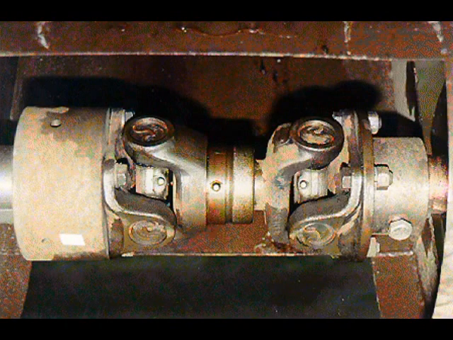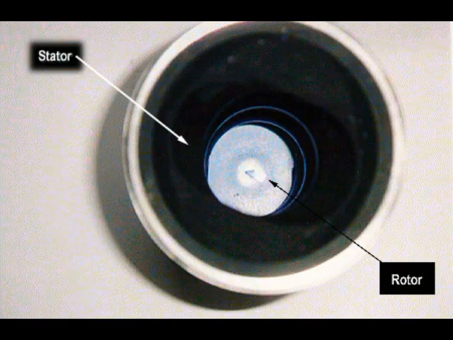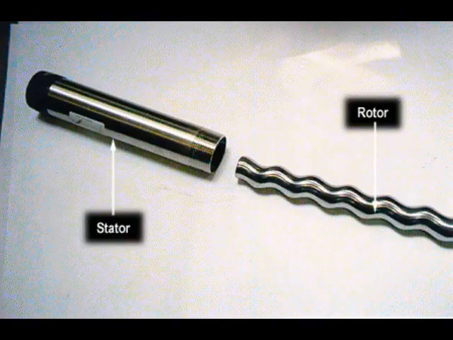A universal joint is located between the drive shaft and the rotor, so that the location of the rotor within the stator can be changed. The design of this universal joint varies with the manufacturer. Let's take a look at the major components of the progressing cavity pump. This diagram labels the inlet, discharge, pump body, and drive shaft. This is an end view of the pump showing the rotor inside of the stator. Here, the stator has been removed so that the other end of the rotor can be seen as well.